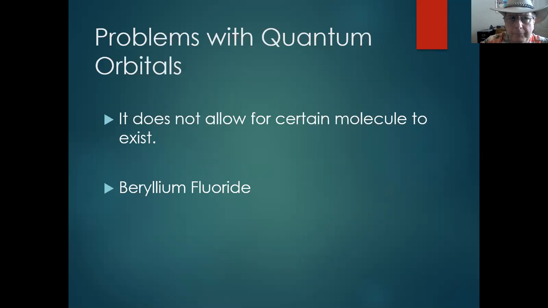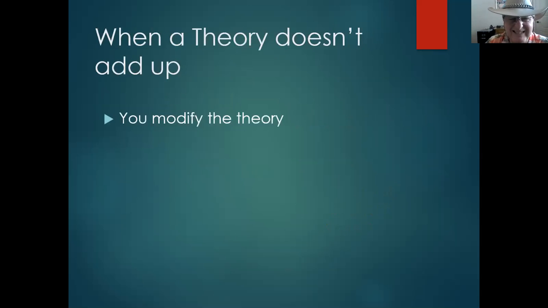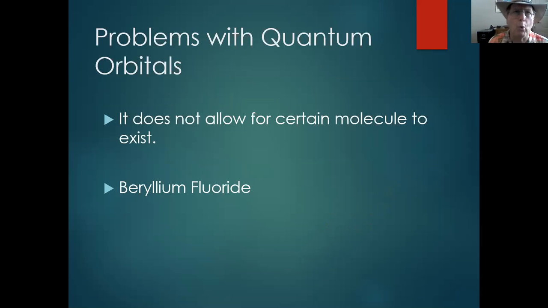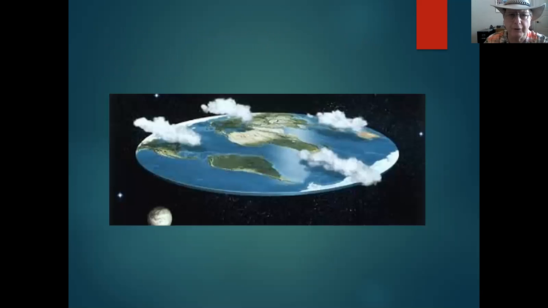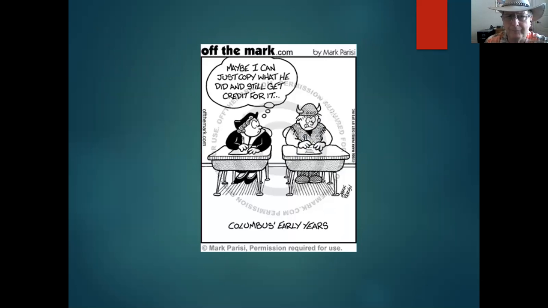The other thing: if I draw an orbital diagram of beryllium, beryllium is 1s2, 2s2. Nothing should be able to bond to beryllium because it has no unpaired electrons. So we have to modify the theory. When a theory doesn't add up, you modify it. Scientific method.